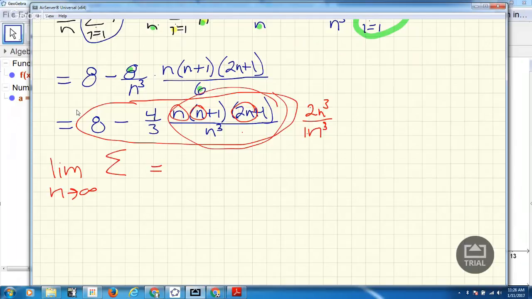So what we're finding is, yeah, there does seem to be a limit to this area. It appears to be 8 minus 4/3 times 2 over 1. And let's check that out some more. So cleaning that up, what do we get? That's 8 minus 8/3.